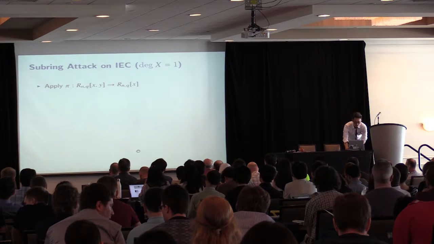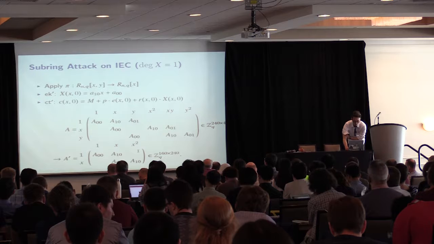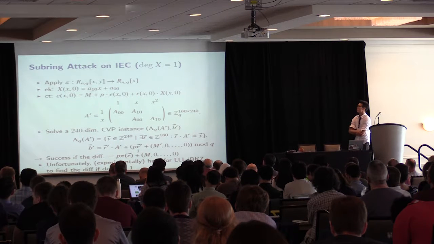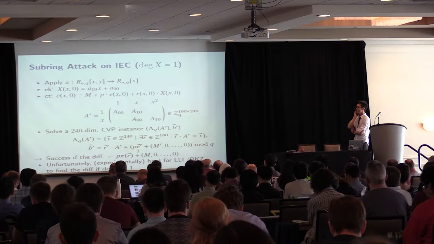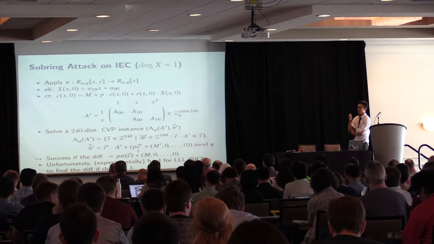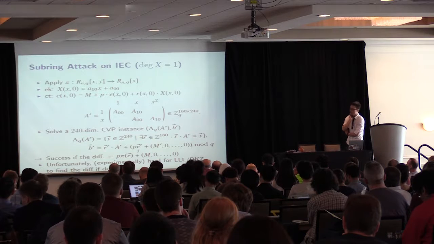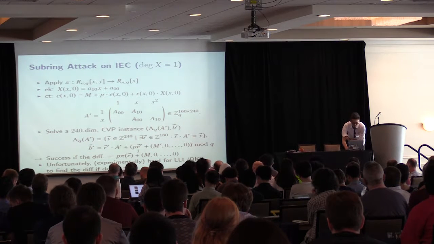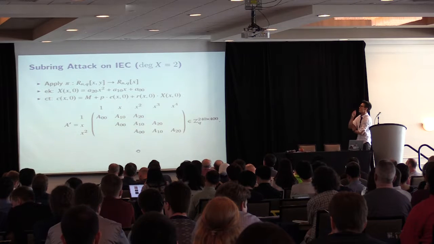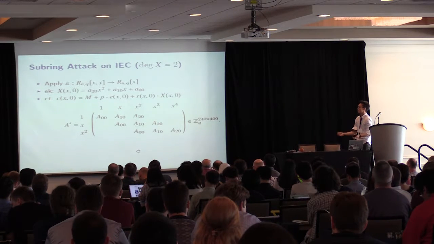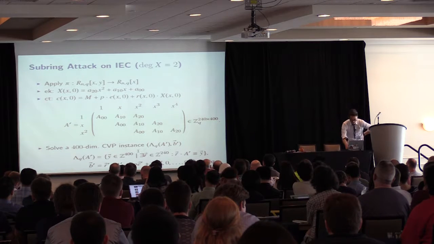So applying this attack, the matrix A is reduced to this small matrix A prime. Then we try to solve a 214-dimensional CVP instance. And if the difference is found, we can find n itself. But unfortunately, I ran the experiment, and it is hard or fails to find the difference in the case of degree of x equal to 1. But fortunately, if the degree of x is 2, we have a larger A prime, and we need to solve a 400-dimensional CVP instance, but it succeeds.